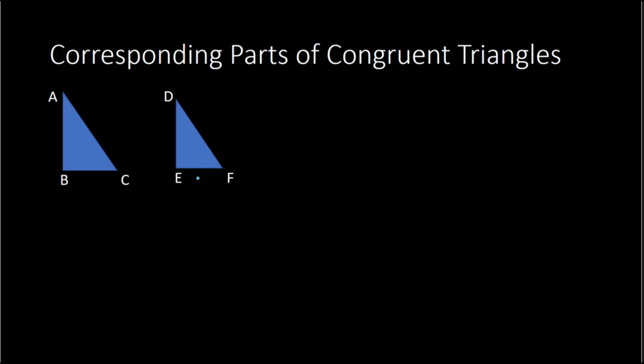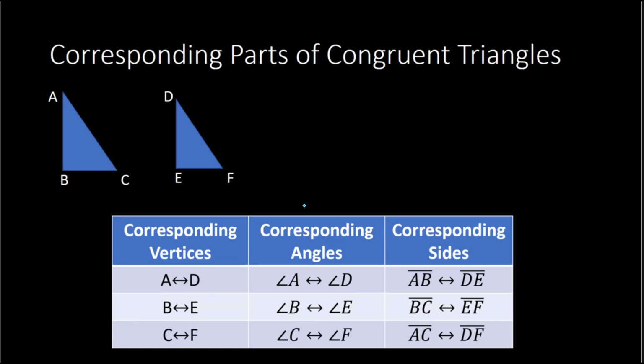Now with any sort of congruent shape, we have what is called corresponding parts. Corresponding parts would be the parts that go together. So looking at this triangle, we have different vertices that would go together. We have angles that would correspond, and we have sides that would correspond. And here we see it all in this table, where in this first column, we have the corresponding vertices. So this point A up here corresponds with point D up here. So A and D correspond.